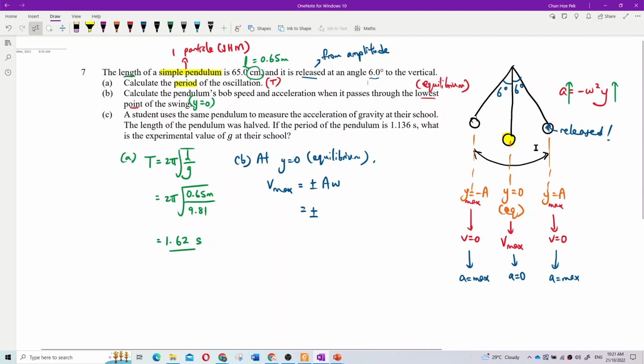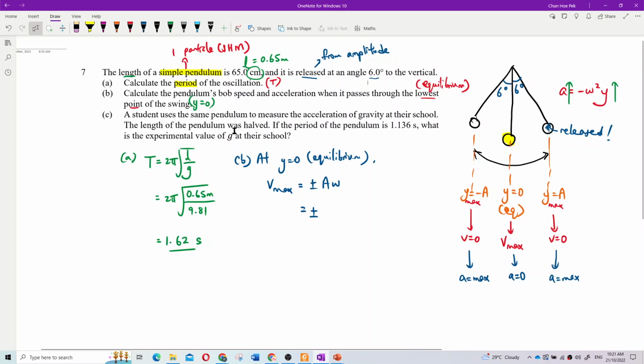Because that is the amount of gravitational potential energy you provide for the ball. So if that is the amount of energy you provide for the ball, it will oscillate at that potential energy. It will not oscillate more than the gravitational potential energy you provide. You understand? So you release from 6 degree, this is the amplitude. So 6 degree.